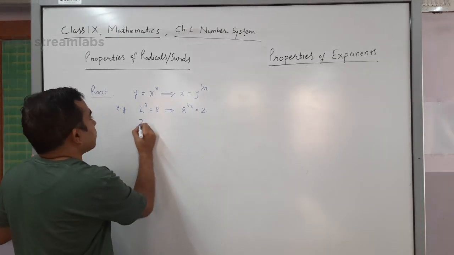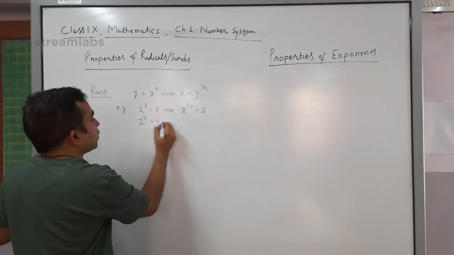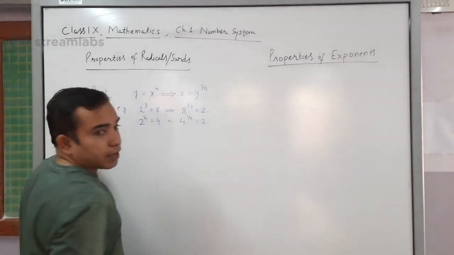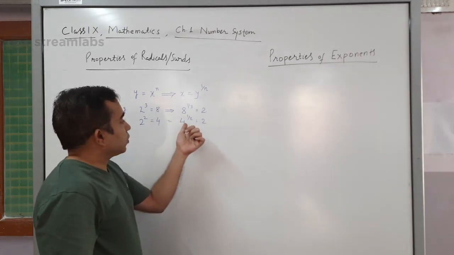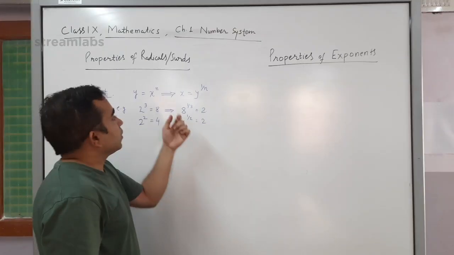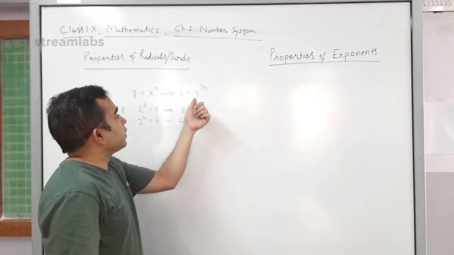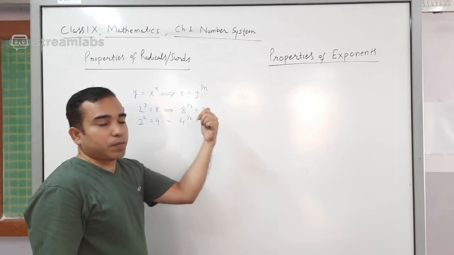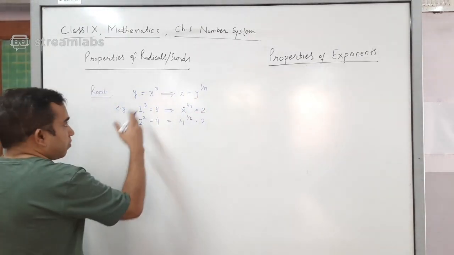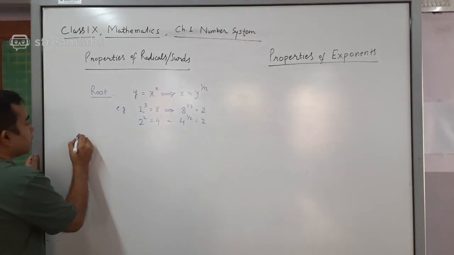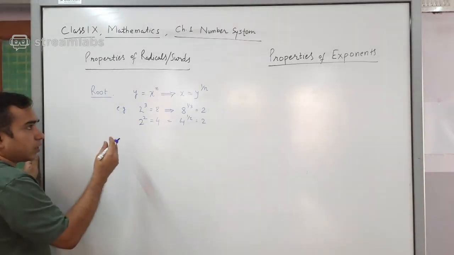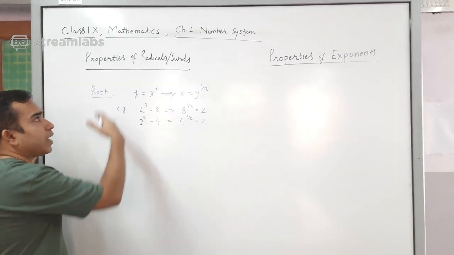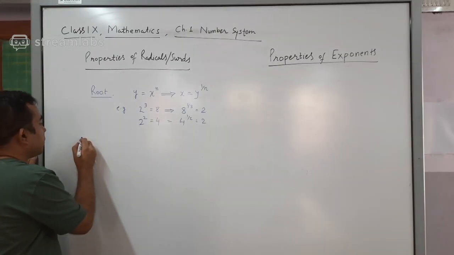Or if I take the example of 4, 2 square is 4, or 4 raised to power half is 2, then here we say 2 is the square root of 4. In a similar manner we say here x is the nth root of y. So based on this concept there are some properties, and those properties we are discussing for square roots and applicable to any radical.